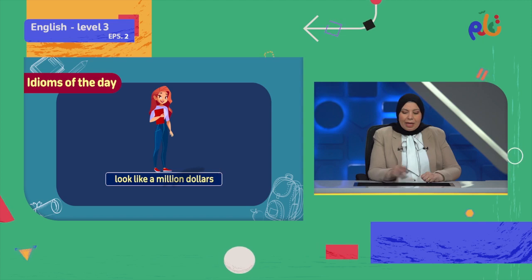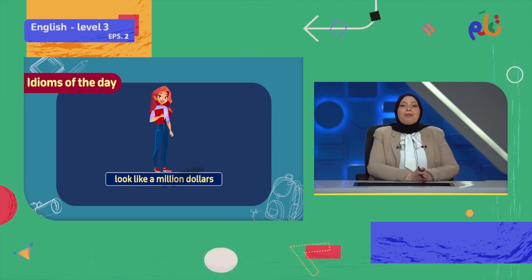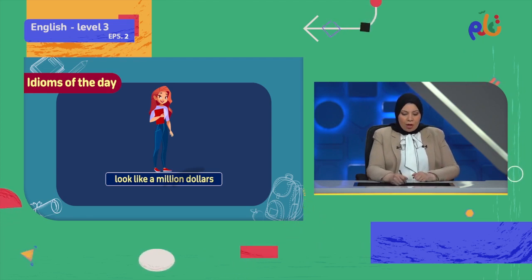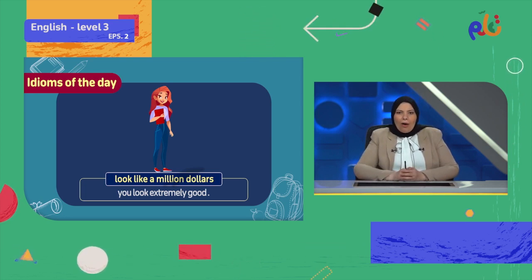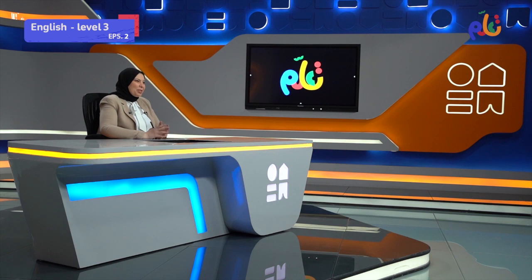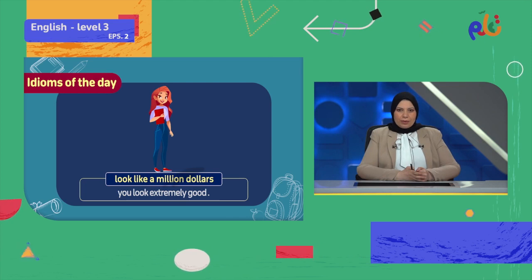Look like $1 million. Look like $1 million means look very beautiful, or looking extremely good. So I can say, wow, you look like $1 million, which means, wow, you look very beautiful today. Or, I like you when you wear this dress. You look like $1 million, which means you look very beautiful. So, look like $1 million means look very beautiful.